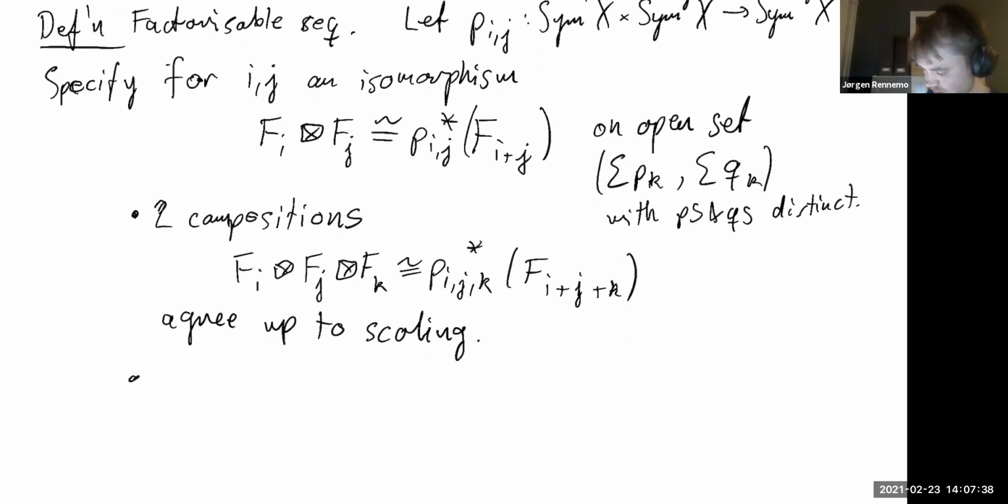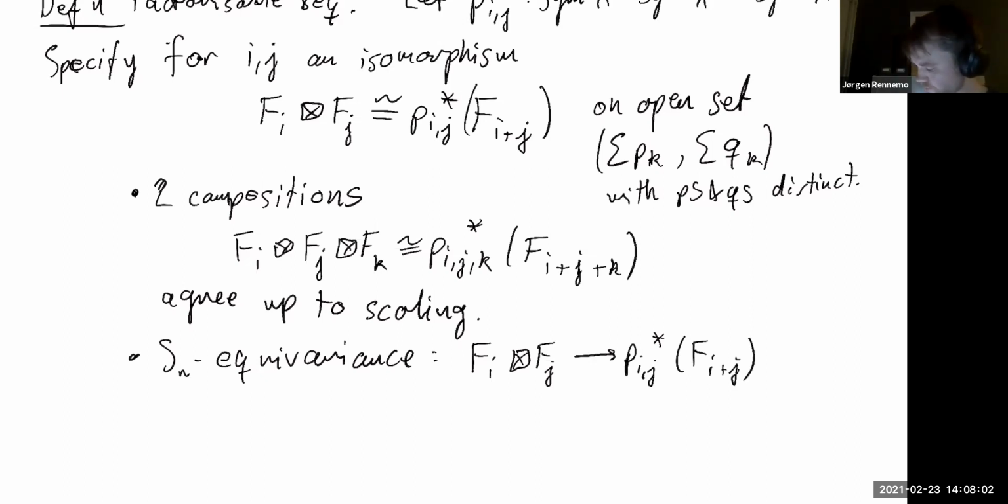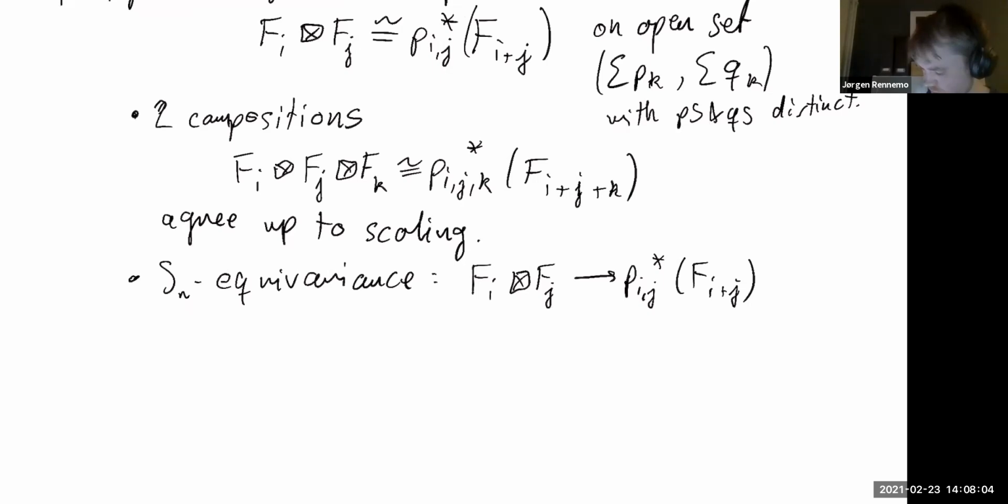And then we have the S_n equivariance, which is saying that the isomorphism here should agree with, so you should be able to swap i and j.